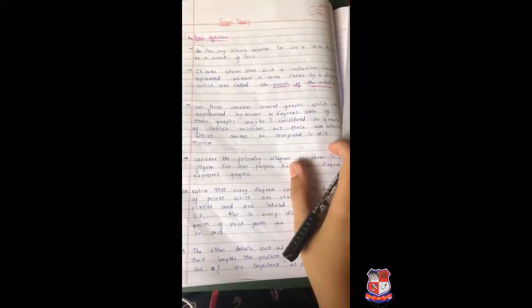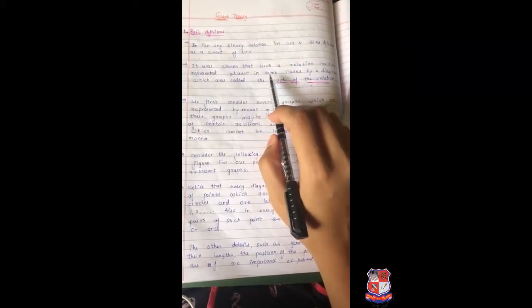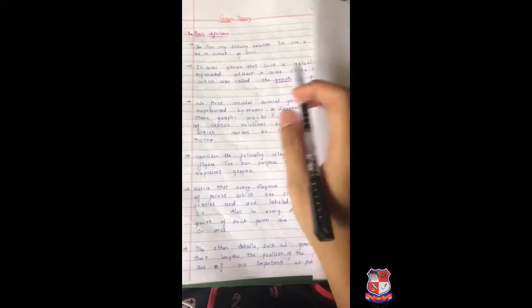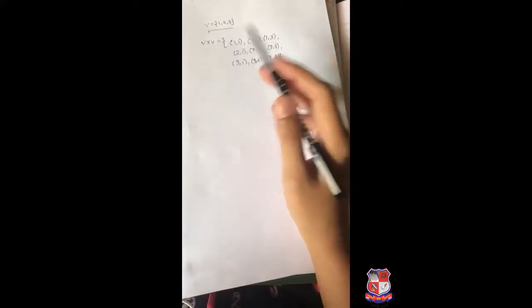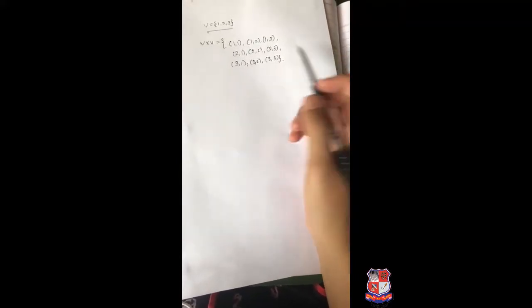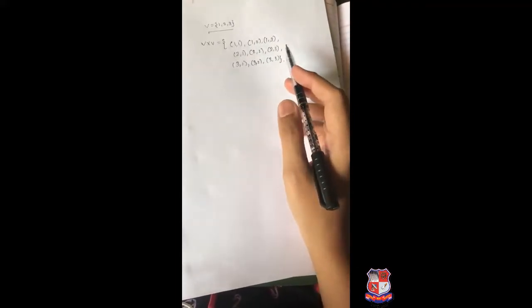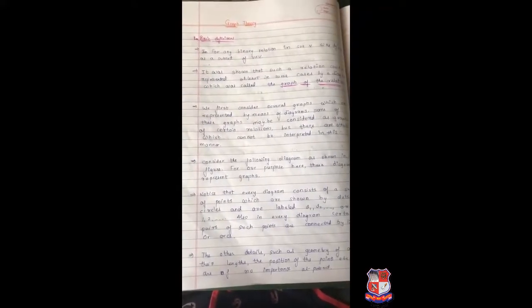Now the definition says that such a relation could be represented, at least in some cases, by a diagram which was called the graph of a relation. Now if we represent this V cross V in terms of a diagram, then it will become the graph of the relation. Here V cross V is the relation, and if we consider it as a diagram, it becomes the graph of the relation.